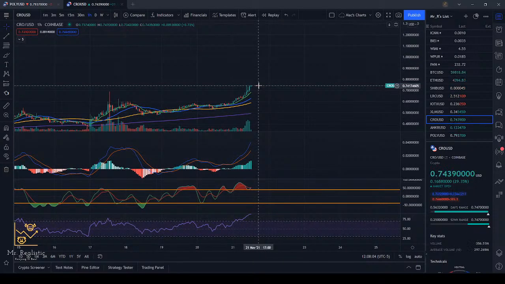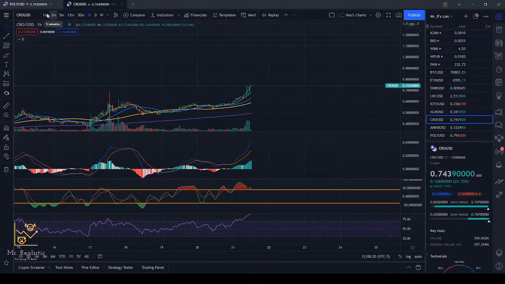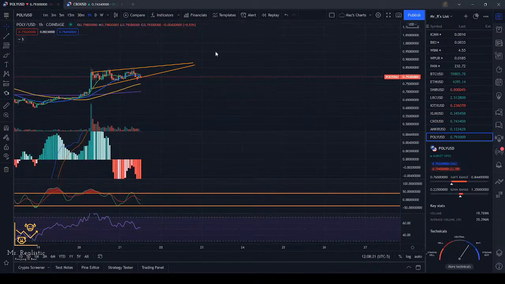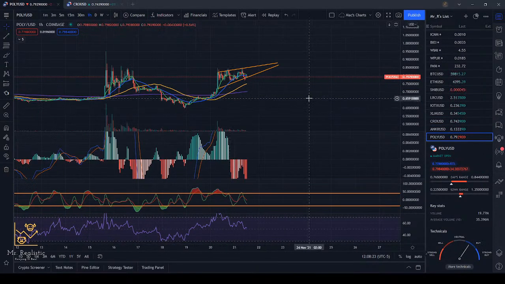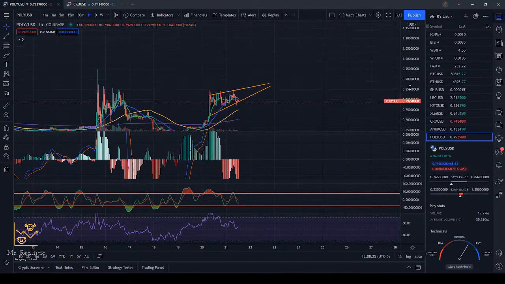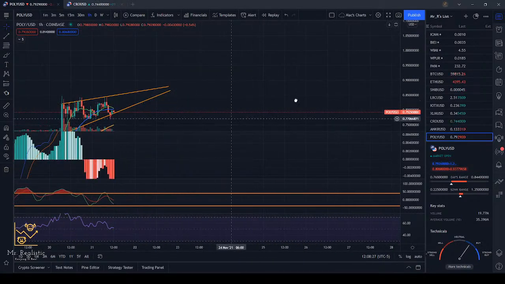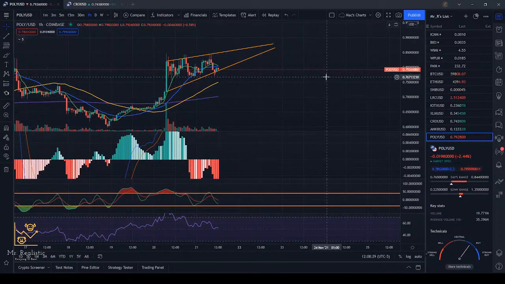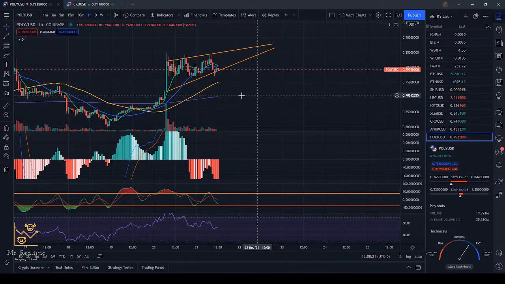We need to have pullbacks. It's very important to have pullbacks in our charts. You don't want to go straight up because you'll come straight down. Okay, so building these steps on the way up is important, and we get these from the shorter time frame moving indicators.